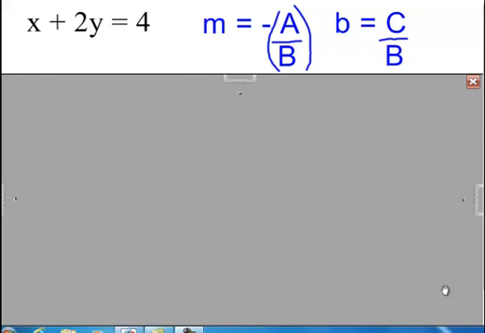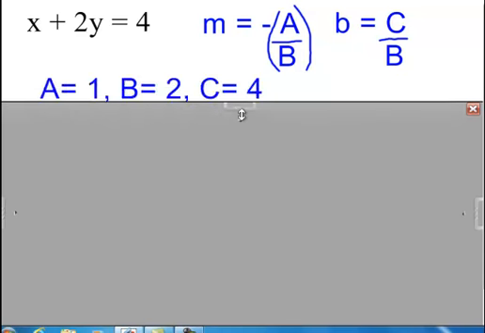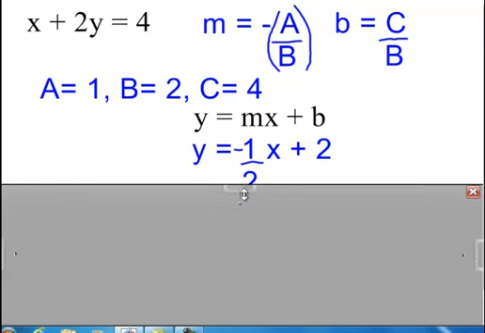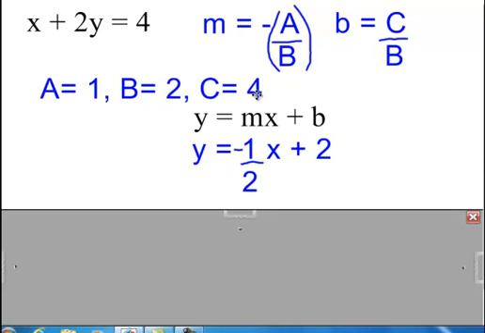So the name of our line in standard form is x plus 2y equals 4. Now remember, m is the opposite of a over b, and b is c over b. We can identify from standard form that a is equal to 1, b is equal to 2, and c is equal to 4. Well, 1 over 2 opposite would be -1/2, and 4 divided by 2 would be 2. So the name of the equation of this line is y equals -1/2 x plus 2.